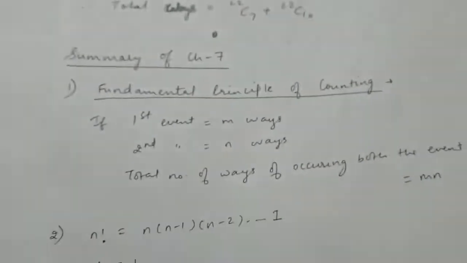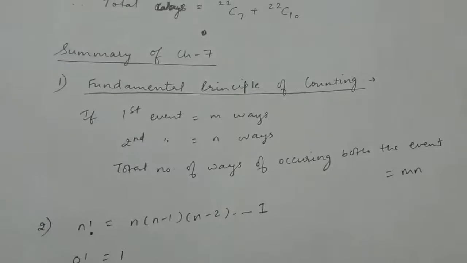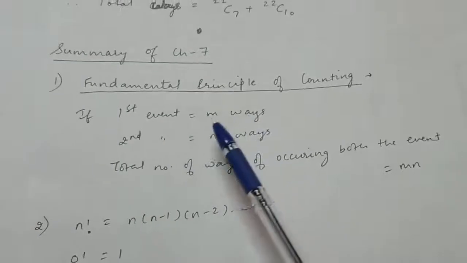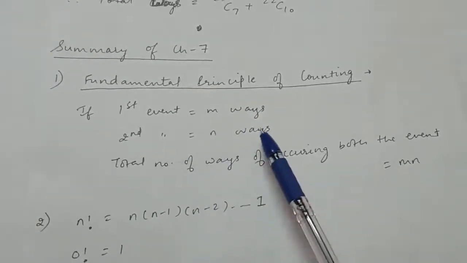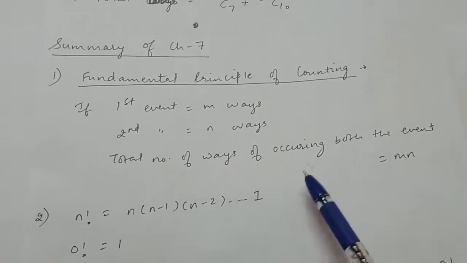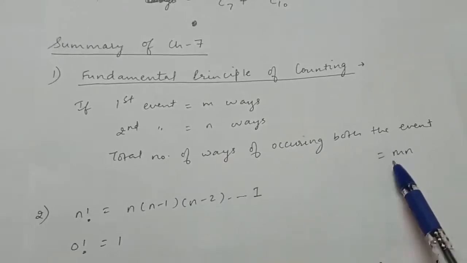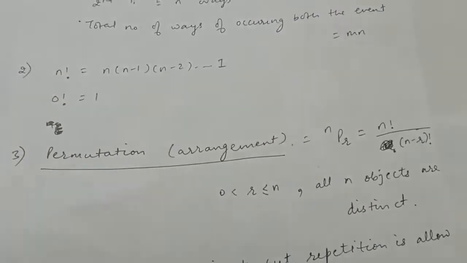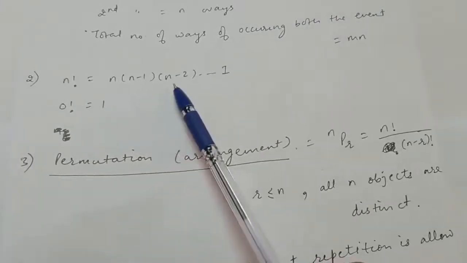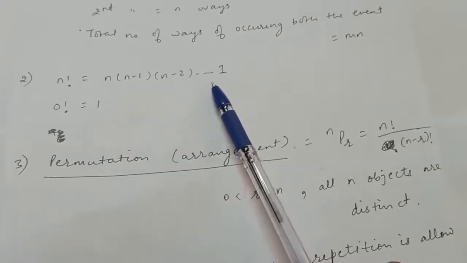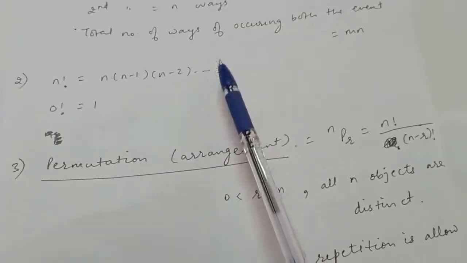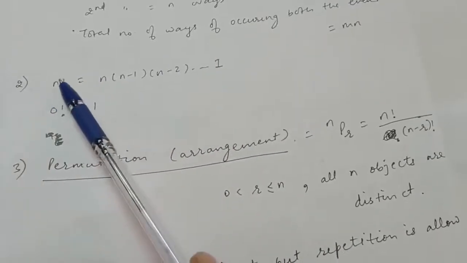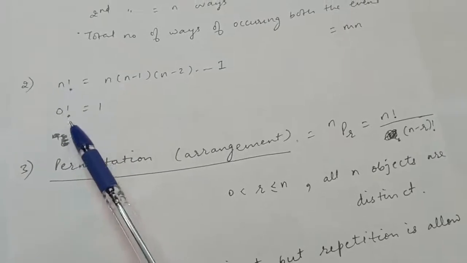Now we will discuss the summary of chapter 7. First is the fundamental principle of counting, which says that if the first event can be done in m ways and the second event can be done in n ways, then the total number of ways of occurring both the events will be m into n. Now second point is n factorial, which is equal to n into n minus 1 into n minus 2 up to 1. That is the product of all the natural numbers starting from 1 up to n, right? Here n is a natural number and 0 factorial is equal to 1.